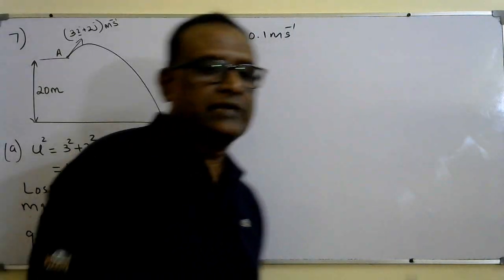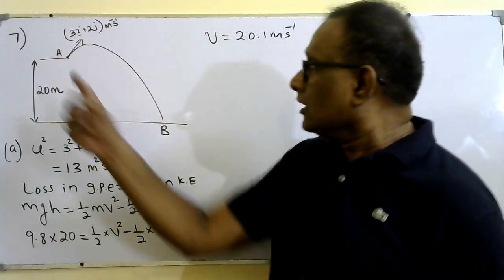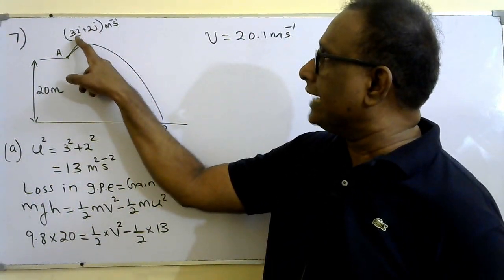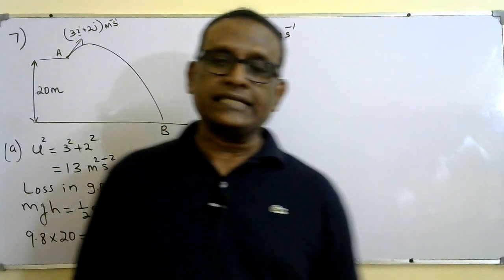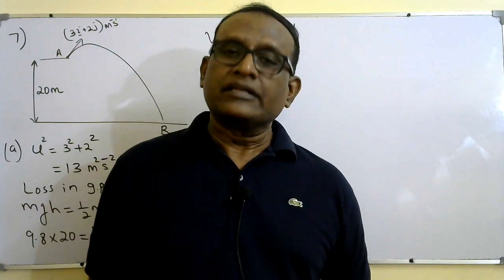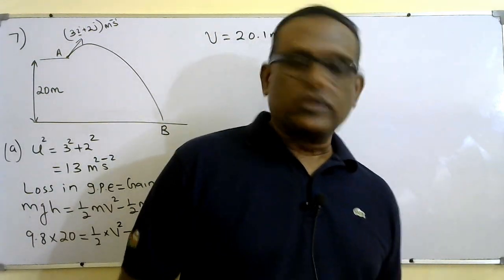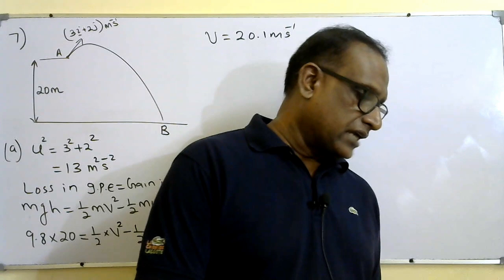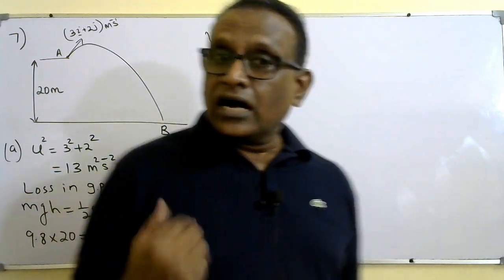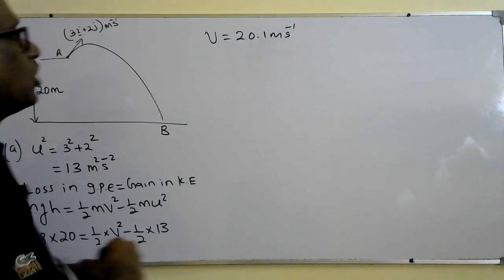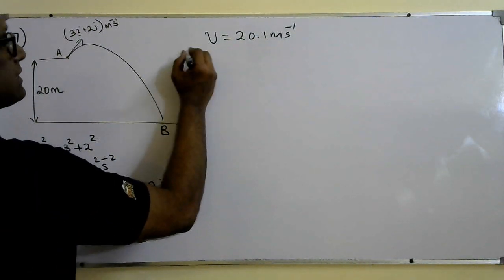So we know that in projectile motion, we don't consider the drag force. Horizontally, no acceleration, no drag, means the 3i component will remain unchanged. So we only need to find the vertical component of the velocity just before it hits the ground. They ask you to find the angle, so we'll find the vertical component first.